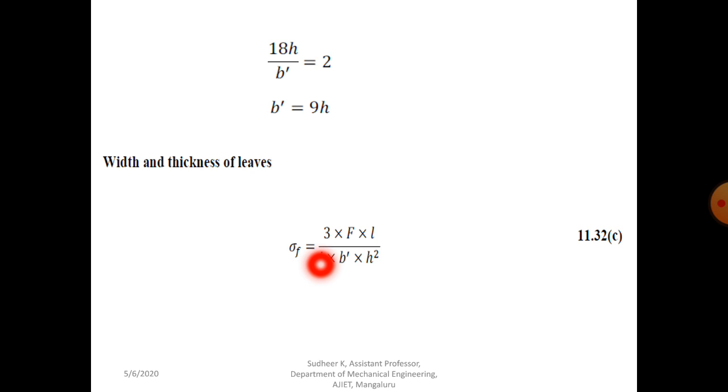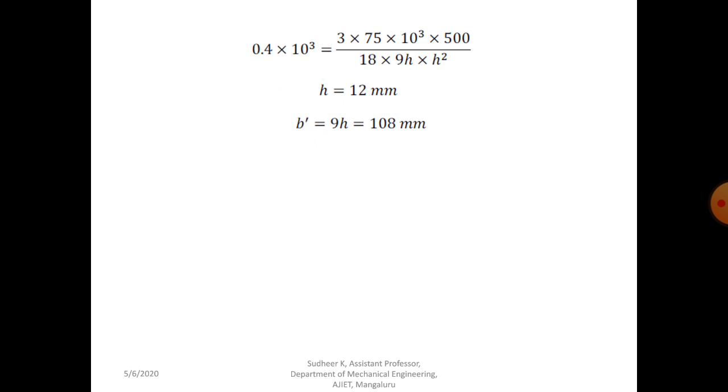So therefore sigma f equal to sigma g, so that can be calculated with the help of equation 11.32c from your data book from page number 182. So that is 3 into F into L divided by I into b dash into h square. Now you have to substitute all the values, because the stress in the full length leaves is given as 0.4 into 10 to the power 3 is equal to 3 into F, where the F value is 75 into 10 to the power 3, into 500, divided by 18 into 9 into h square. So h value is 12 millimeter.